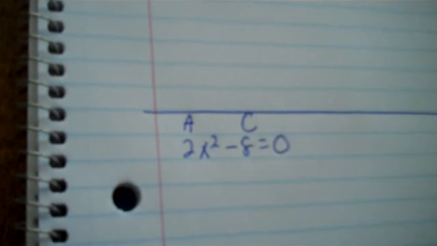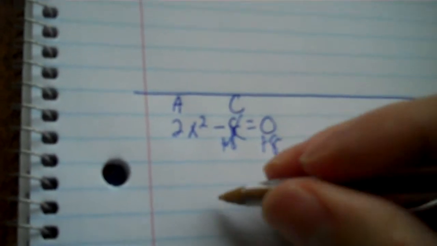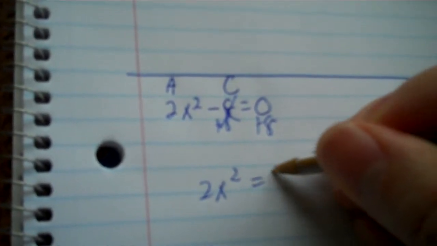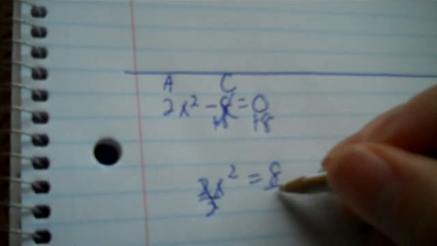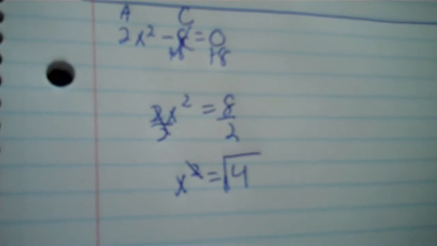So we get the x squared by itself. So we add 8, then we divide by 2. So 0 plus 8 is 8. Then divide by 2. X to the second equals 4. Find the square root of 4 now. The square root of 4 is 2, but it could also be negative 2.